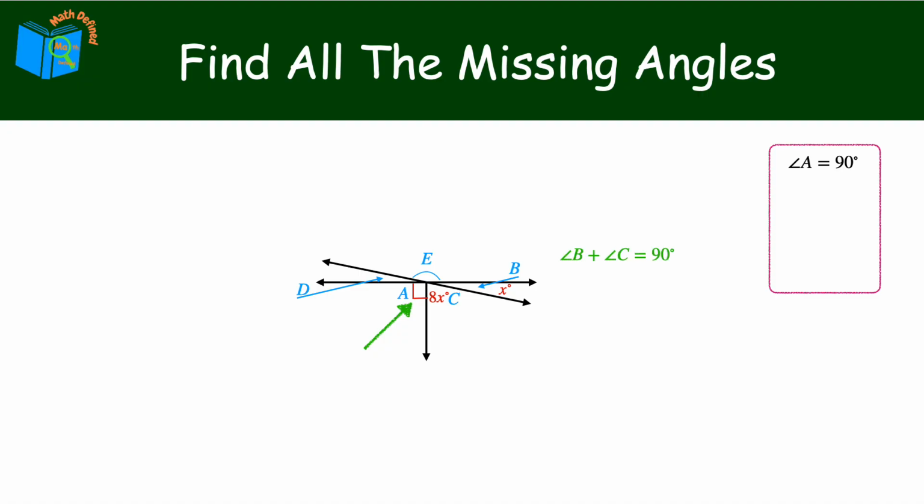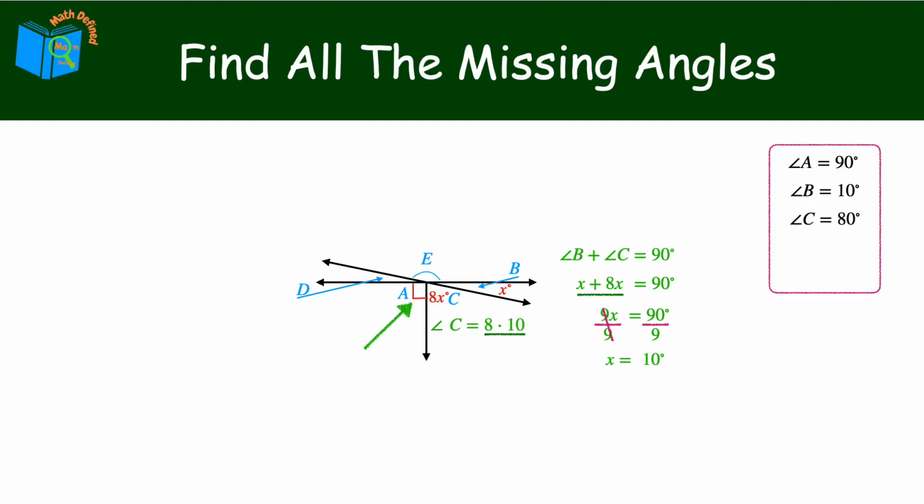Angle B is x degrees, and angle C is 8x degrees. Let's set up an equation. X plus 8x equals 90 degrees. We'll combine the like terms. 9x equals 90, and then divide both sides by 9. X equals 10 degrees. So now we know angle B is 10 degrees. To find angle C, we substitute 10 degrees in place of x. Angle C is 8 times 10, or 80 degrees.